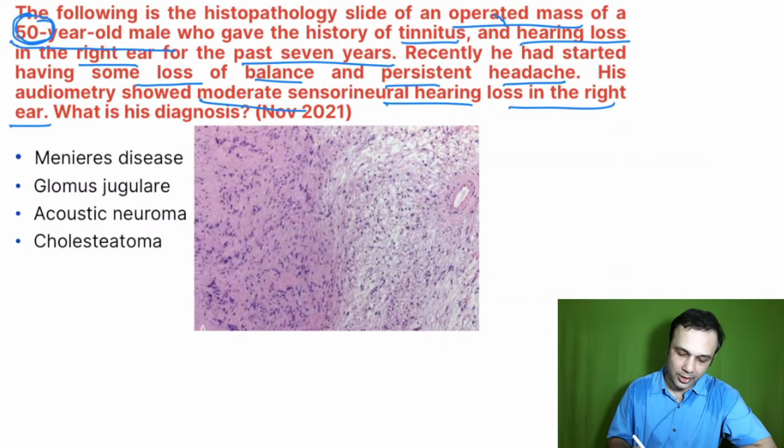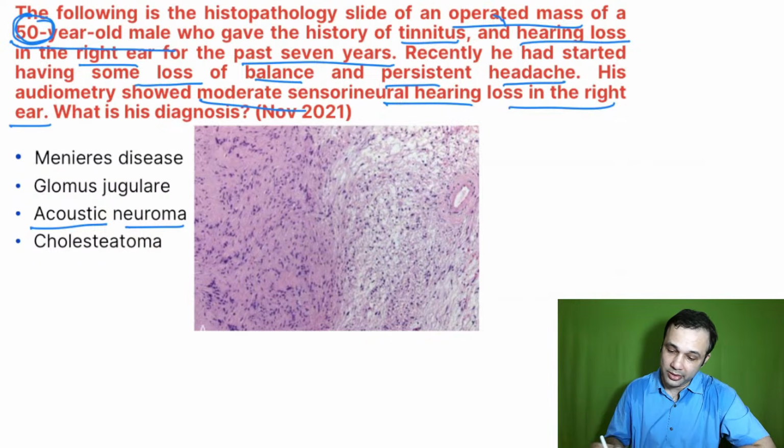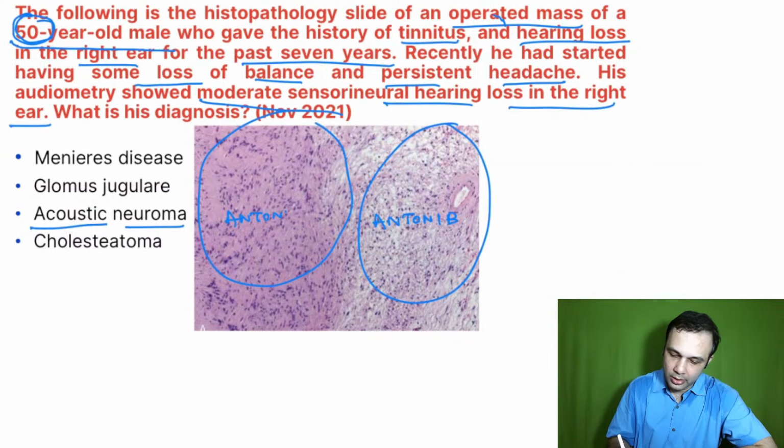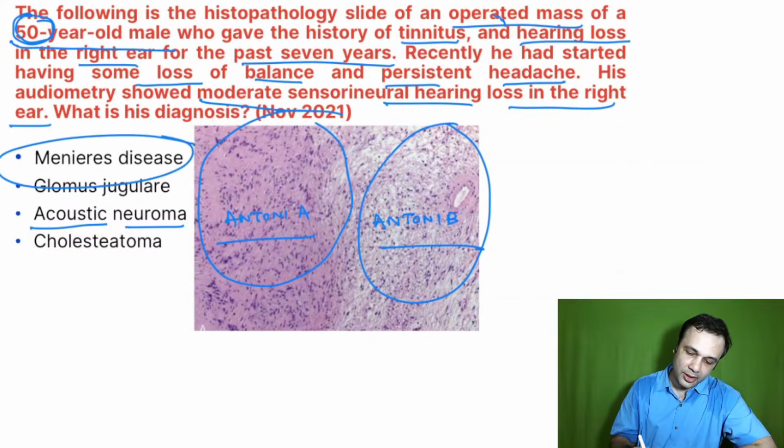Straightforward, right? Acoustic neuroma or vestibular schwannoma. In this image, what you are seeing is the classical Antoni A cells and Antoni B cells. Antoni A cells are a nice palisade pattern of cells arranged, and sparsely arranged cells are Antoni B cells. Meniere's disease straight away ruled out.